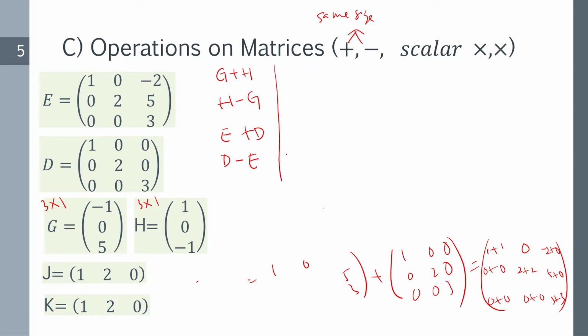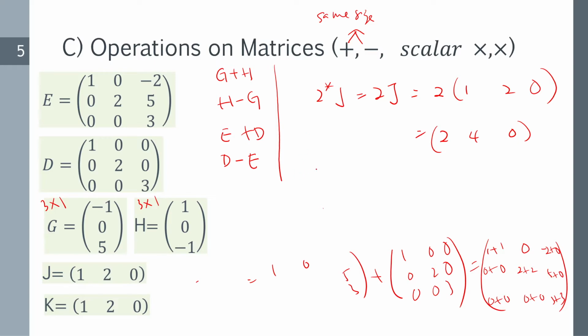Okay, or we can call it a constant. For example, I want to multiply 2 with my matrix J, or we can just write it as 2J. That means I'm going to use 2 multiplied by 1, 2, 0. And remember, every element receives the 2. So that means you're going to have 2, 4, 0: 2 multiplied by 1 is 2, 2 multiplied by 2 is 4, 2 multiplied by 0 is 0. So scalar multiplication is every element receives the same thing.